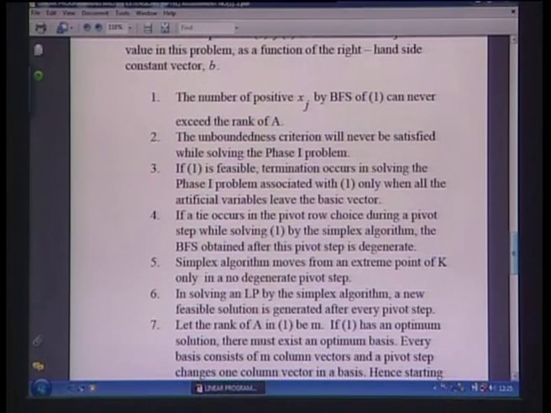Now look at number 4. If a tie occurs in the pivot row choice during a pivot step while solving 1 by the simplex algorithm, the basic feasible solution obtained after this pivot step is degenerate. So tie means what? That when you take the minimum ratio, it is not unique. So you are having two different r's for which the ratio is the same.